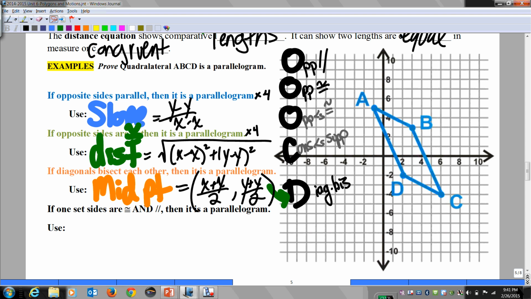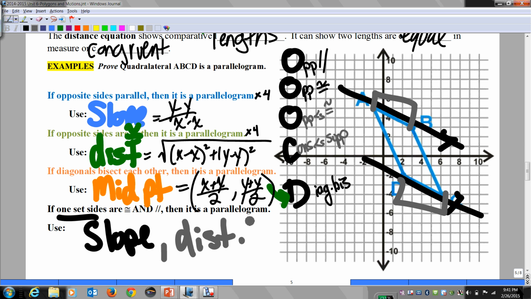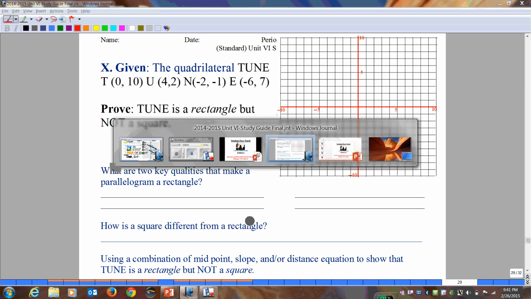There's a fourth way, and it basically says if the same set of sides are both congruent and parallel. So if I were to show that these were parallel using slope, and so the same set of sides were congruent in length using distance, then I would have a parallelogram. Now, seeing how midpoint, slope, and distance work in a parallelogram, let's take a look at your problem, which is problem number 10.